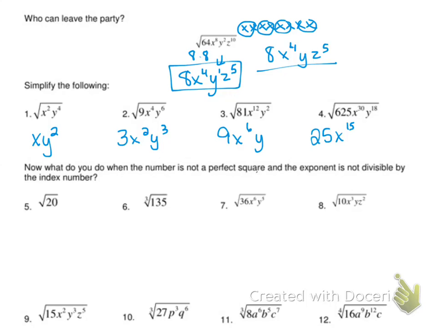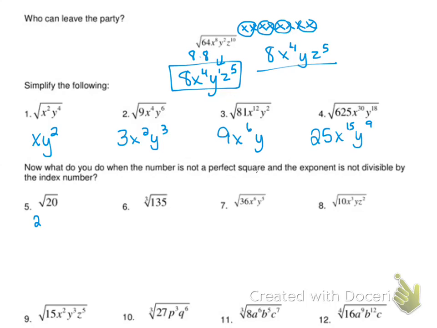15 pairs. Okay, then I have 18 y's. 18 y's, they all want to leave the party. How many pairs is 18 y's? 9 pairs. Okay, so that's when everything is even and it all works out. Everyone gets to leave, no one's busted by the cops, everyone's happy.